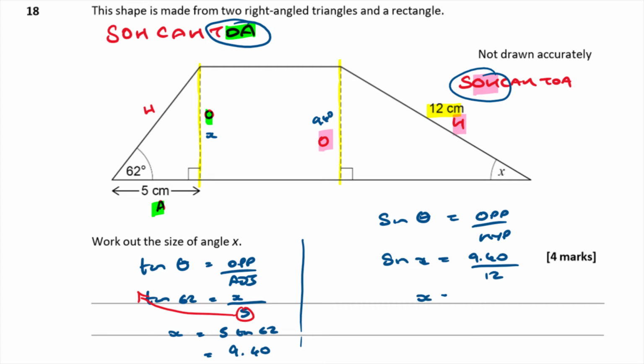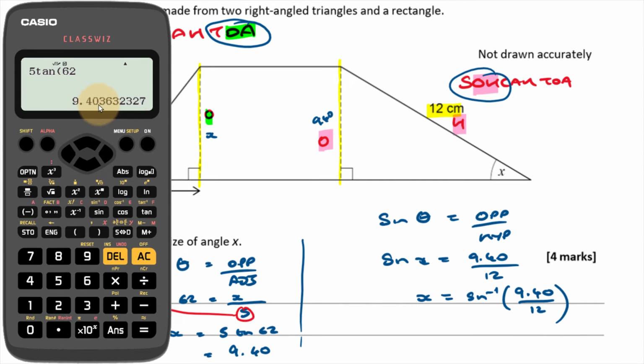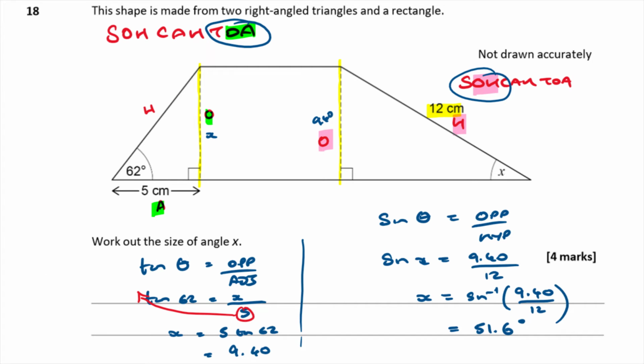Okay, so then to get x by itself, I've got sine x, I want to get x by itself, so I need to do the opposite of sine. Now the inverse sine, sine to the minus 1, of 9.40 over 12. That's what we're trying to work out. Okay, so I'm going to type into my calculator shift sine to get the inverse sine. I'm going to use the answer key because that had my previously stored value in there, and I'm going to divide by 12. Okay, so that comes out to be 51.6, so that rounds to 51.6 degrees. Okay, so that's my angle, 51.6.